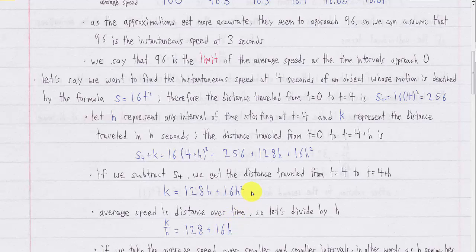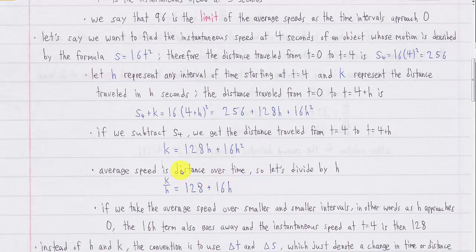But remember, what we did to find the instantaneous speed is take the average speed over smaller and smaller time intervals. So we're going to take the limit as h approaches 0, because h approaching 0 means the time interval is approaching 0. As h approaches 0, notice that the 16h term is also going to approach 0, so this is going to go away. Then we just have the limit as h approaches 0 of the average speed equal to 128. That means the instantaneous speed at 4 seconds is 128.